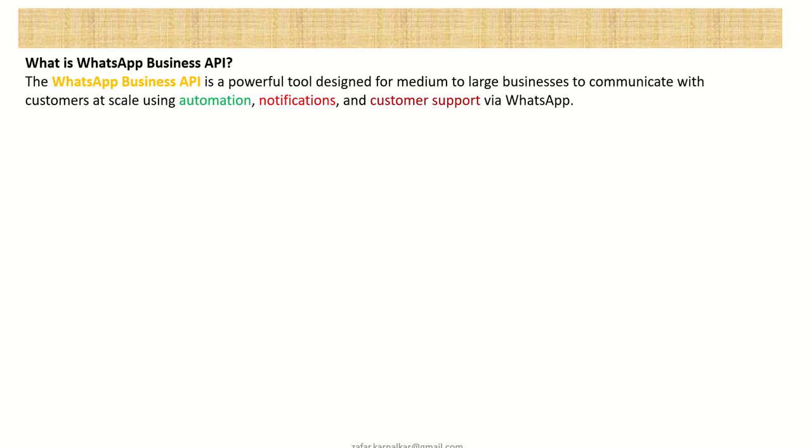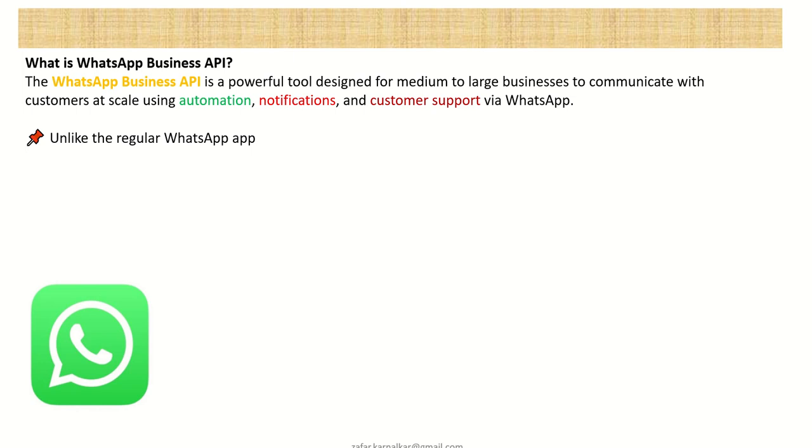Hi, today I would like to introduce you to the official WhatsApp Business API. So let's see what is WhatsApp Business API. The WhatsApp Business API is a powerful tool designed for medium to large businesses to communicate with the customers at scale using automation, notifications, and customer support via WhatsApp.